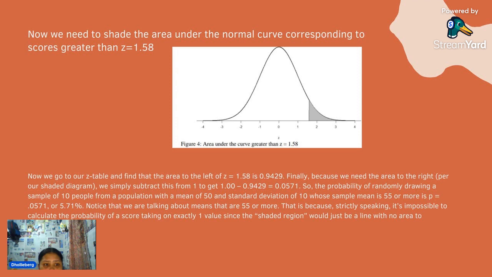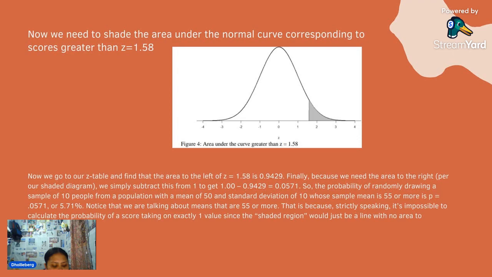So, now, we go to our z table and find the area to the left of z equals 1.58, which is 0.9429. Finally, because we need the area to the right per our shaded diagram, we simply subtract this from 1. 1.00 minus 0.9429 is equal to 0.0571.